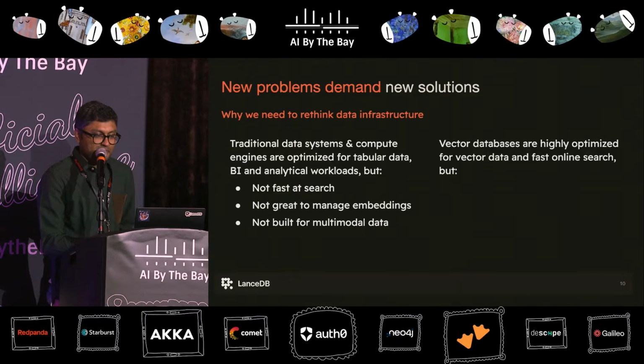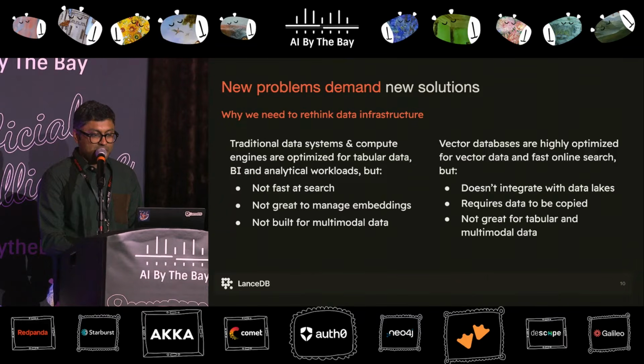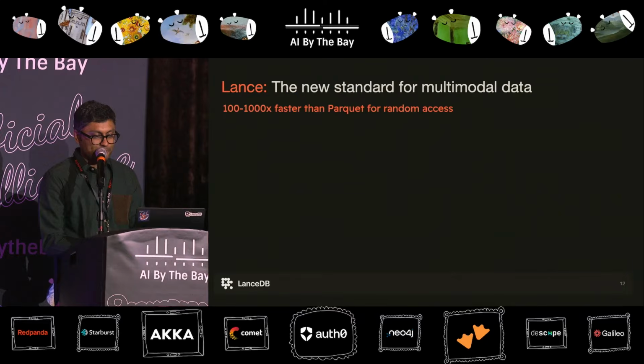On the other hand, you also have vector databases that do address some of these issues, and they're highly optimized for vector data and fast online retrieval. But they don't integrate well with data lakes, where we have an ocean of data currently sitting. They also require data to be copied from the data lake. So people are going to want to store their data in object stores, no matter what we may want. And they're not great for tabular data or multimodal data. So you have this bifurcation of the ecosystem that we live in right now.